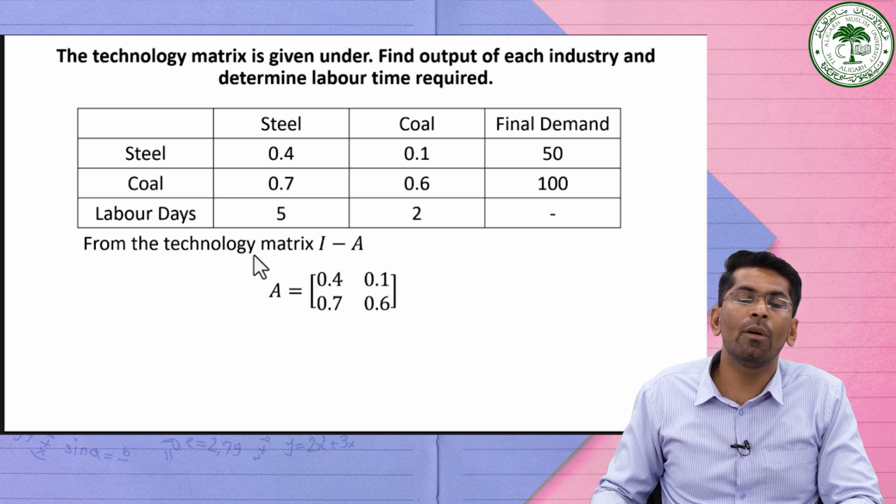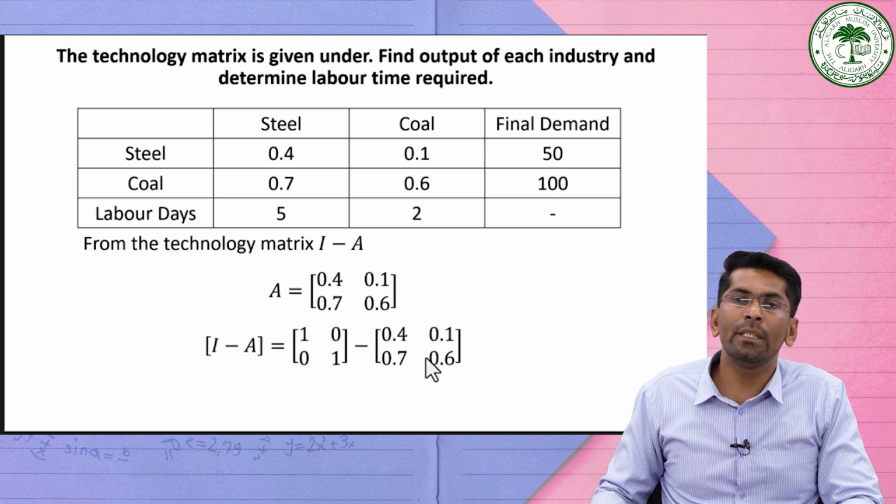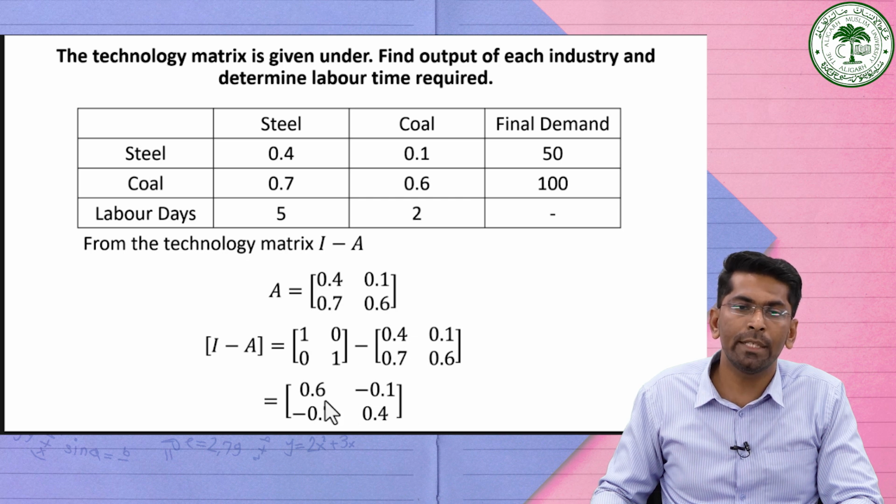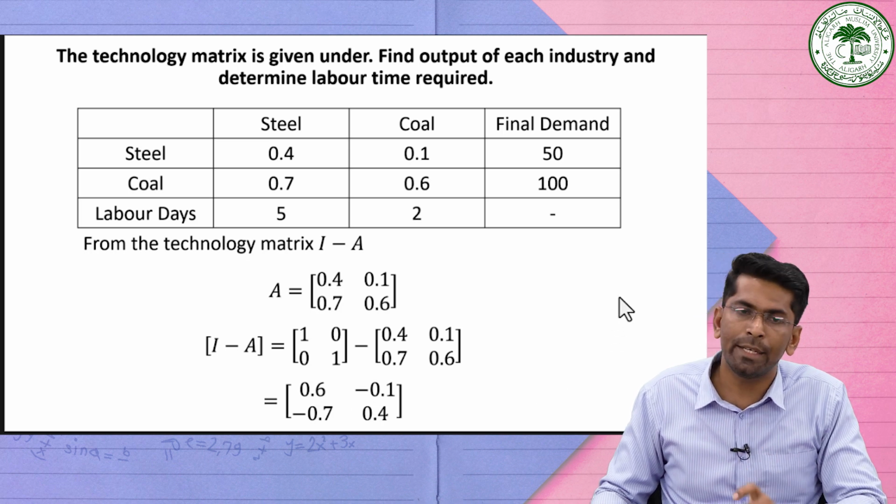Now we want to find the technology matrix by subtracting from the identity matrix. So the identity matrix of the similar order, that is 2 by 2, that is 1, 0, 0, 1, minus this particular coefficient matrix 0.4, 0.1, 0.7 and 0.6. So we are going to subtract these matrices. Then it will become 1 minus 0.4 which is equal to 0.6, 0 minus 0.1 which is minus 0.1, 0 minus 0.7 which is equal to minus 0.7, and 1 minus 0.6 which is equal to 0.4. So here see, the diagonal elements are positive, so the first condition of the Hawkins-Simon conditions is satisfied.